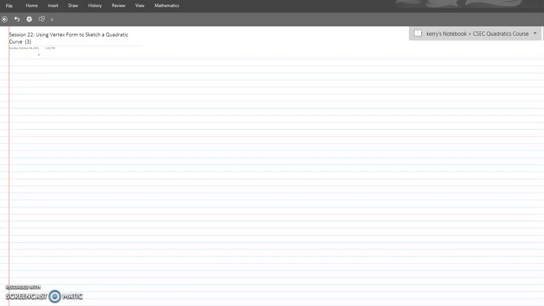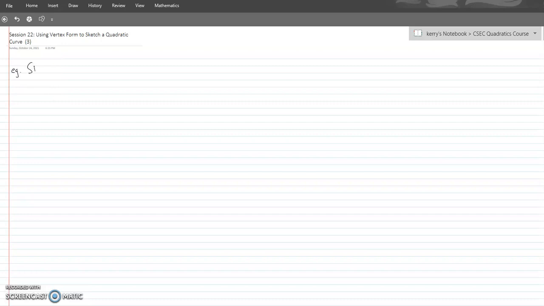So we're on to the 22nd session, and we are going to do just one example of using vertex form to sketch a quadratic curve. If we can fit a second one, we'll do it, right? So let's go with the example now. Again, you'll notice this is the third video, so if you are unclear as to what I'm doing here, go back to the other videos and you will see a little bit more.